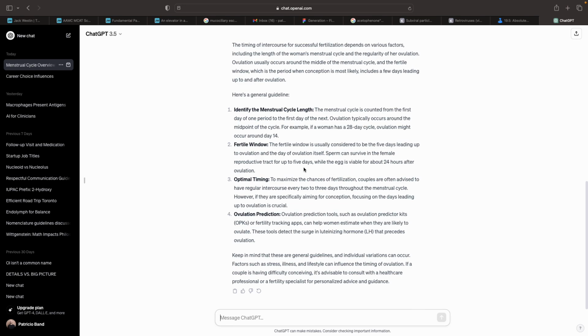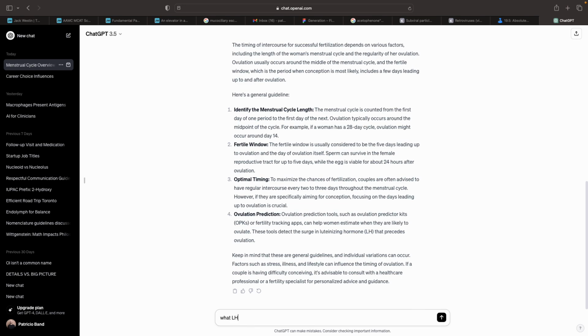To maximize the chances of fertilization, couples are often advised to have regular intercourse every 2 to 3 days throughout the menstrual cycle. However, if they are specifically aiming for conception, focusing on the days leading up to ovulation is crucial. And then we have ovulation prediction tools such as ovulation predictor kits or fertility tracking apps. They can help women estimate when they are likely to ovulate. These tools detect the surge in LH that precedes ovulation.